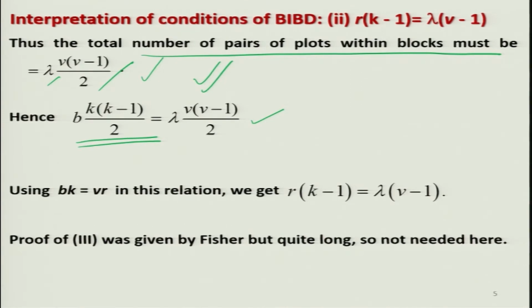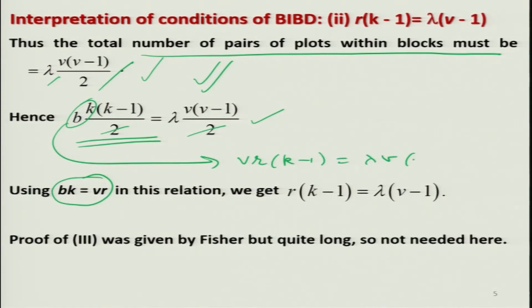Now, we try to solve this condition. So, this 2 and 2 get cancelled out and you have already proved that Bk is equal to Vr, right. So, you can write instead of Bk here, Vr into k minus 1 is equal to lambda into V into V minus 1. This V gets cancelled out and we get r into k minus 1 is equal to lambda into V minus 1, right. So, now we have the proof of property number 2 and you can see that it is a very simple proof.